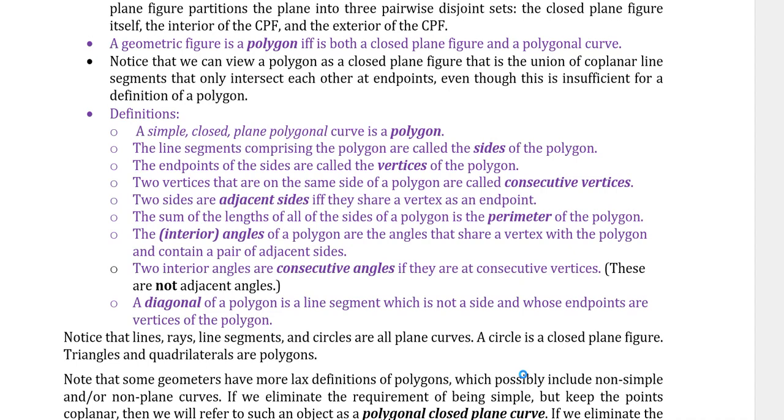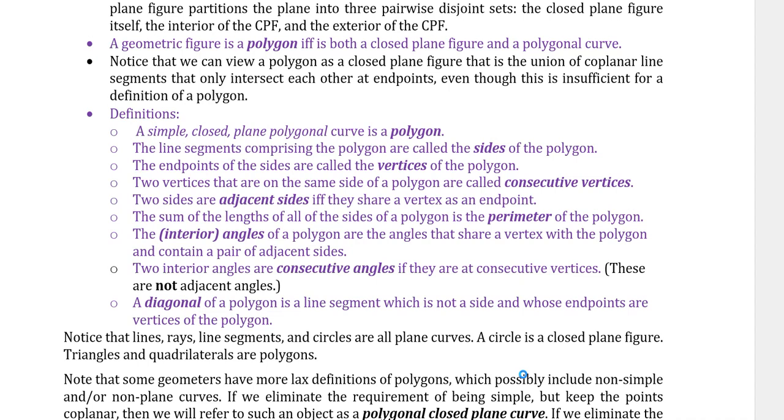The interior angles of a polygon, or sometimes just the angles of a polygon for short, are the angles that share a vertex with the polygon and contain a pair of adjacent sides. Two interior angles are consecutive angles if they are at consecutive vertices. Notice these are not adjacent angles. We have a definition of adjacent angles earlier that would not apply here. A diagonal of a polygon is a line segment which is not a side and whose endpoints are vertices of the polygon.